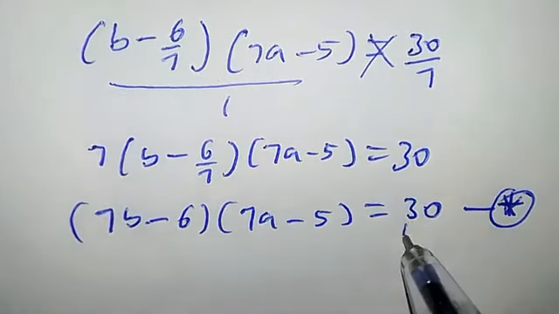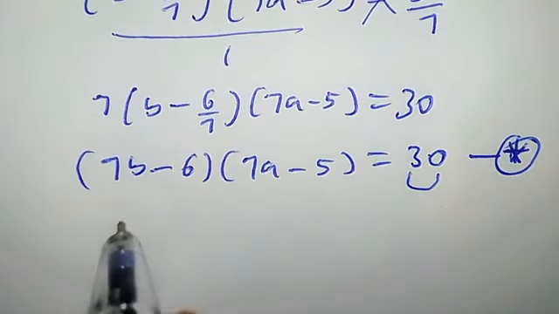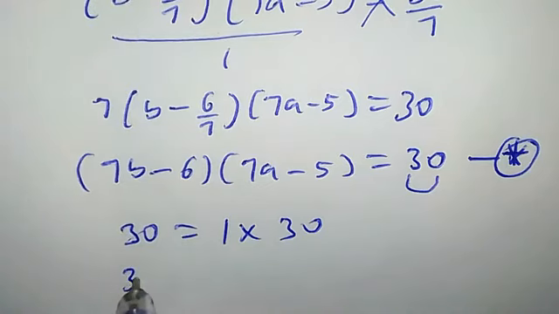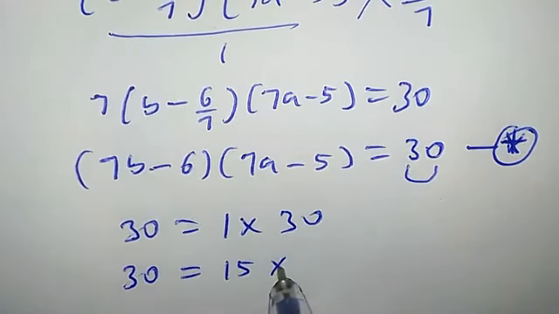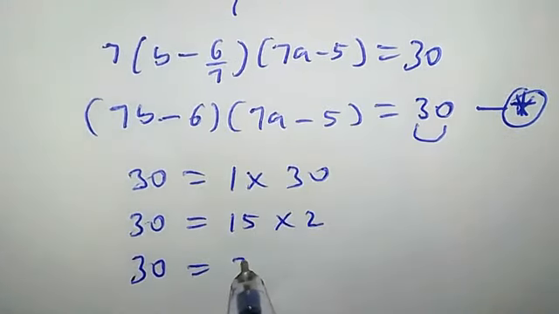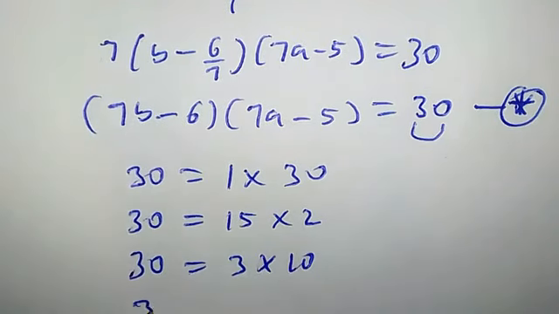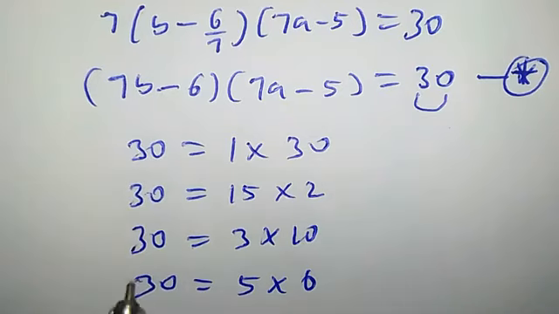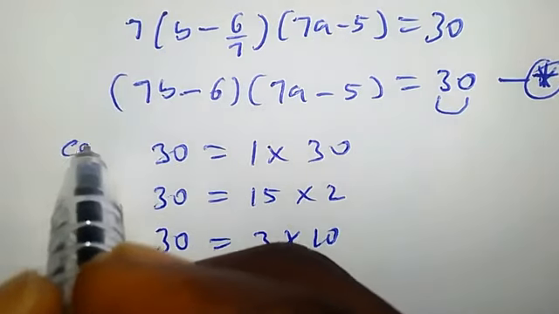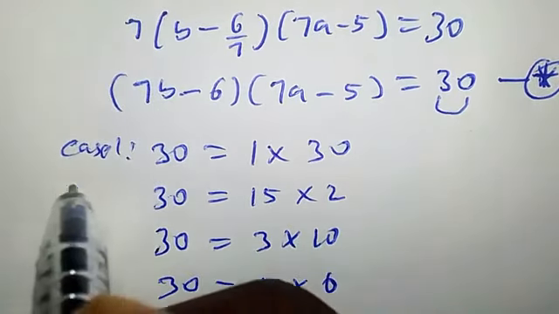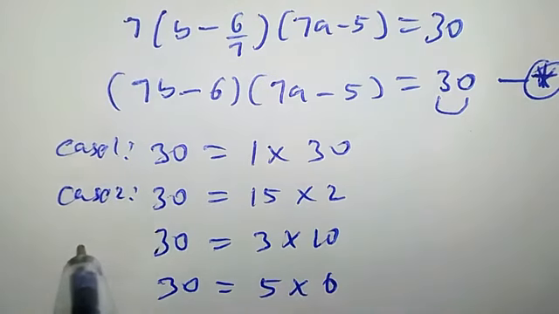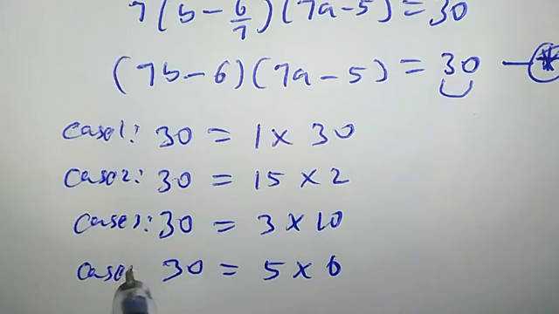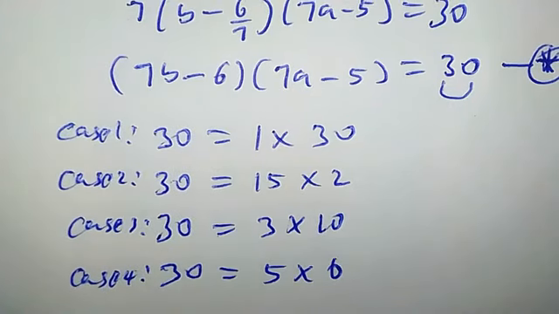Now let's focus our attention on this. We can rewrite 30 as 1 times 30. We can also write 30 as 15 times 2. We can write 30 as 3 times 10. We can also write 30 as 5 times 6. So we focus on each of these. Let's call this one case 1, this one case 2, this one case 3, and lastly this one case 4. So we take it one by one.